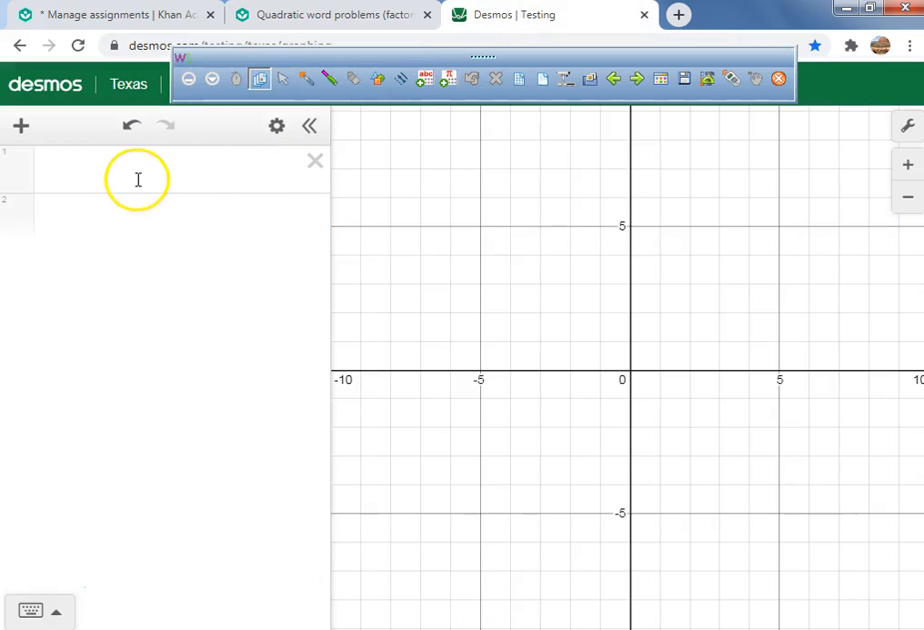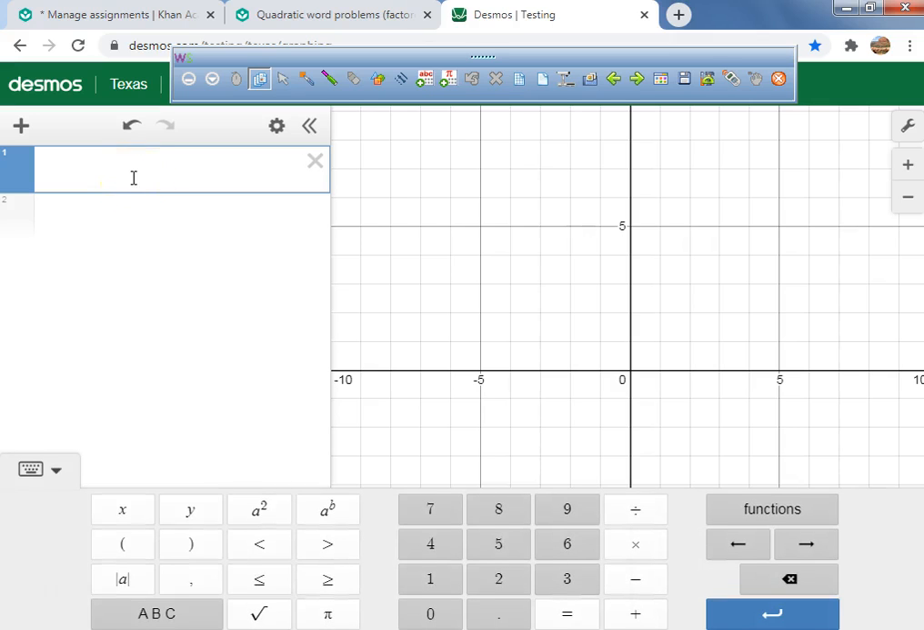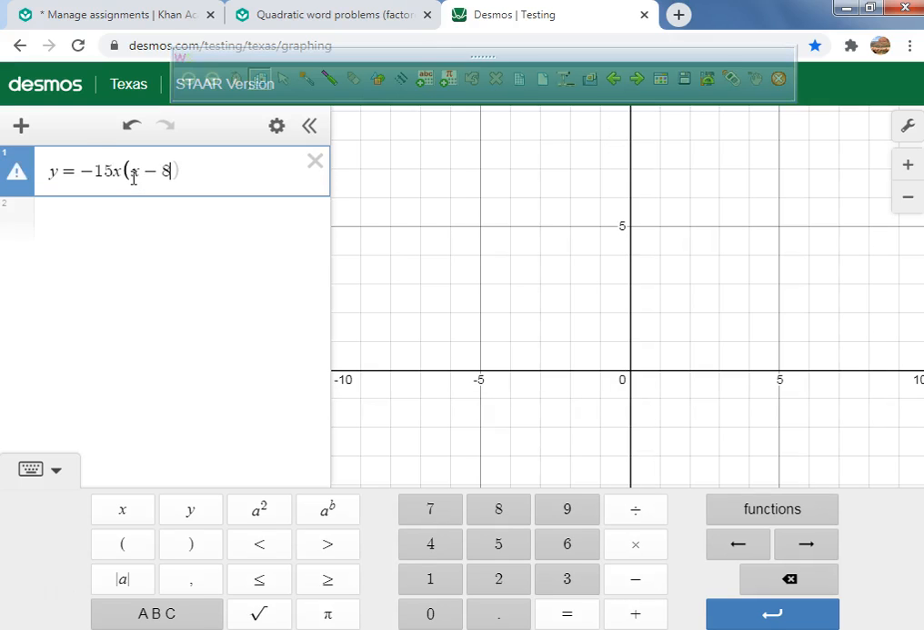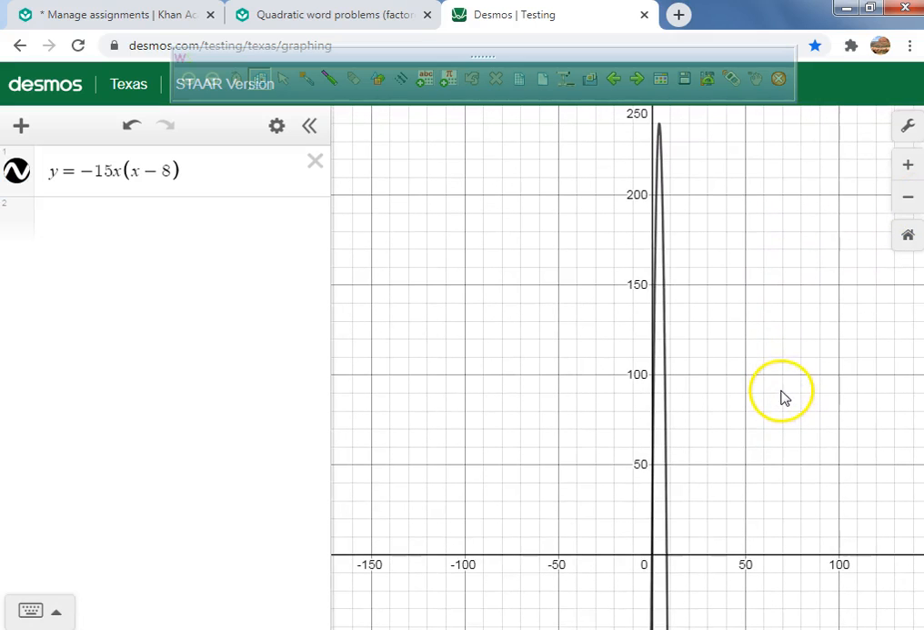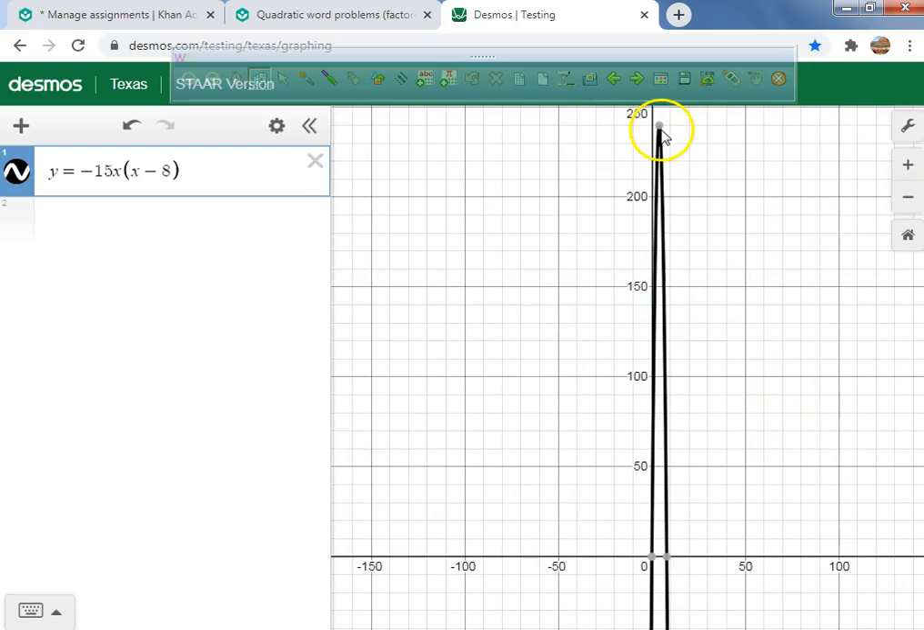I don't want you guys to use this as a way to solve the problems, but if I put y equals 15x, parentheses x minus 8, and I zoom out far enough, you can see where is the vertex? At a 4. Now, if the question was what's the maximum power, the answer would not be 4. The answer would be 240. But can you guys see the two zeros located?